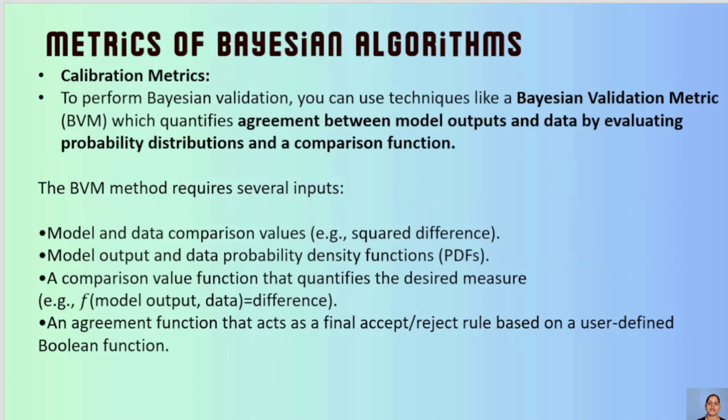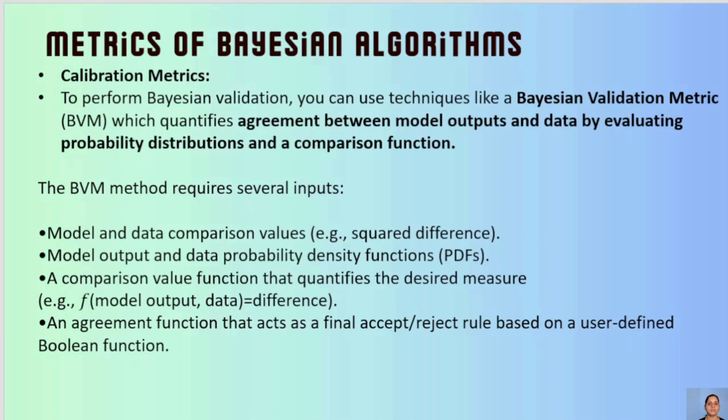Then we have calibration metrics. What are calibration metrics? For validating your Bayesian analysis, we have some techniques, which are nothing but Bayesian validation metrics, where we quantify the model output and the data using different probability distribution comparison functions. What are the steps or the inputs here? First, we have to have a model and the data comparison values.